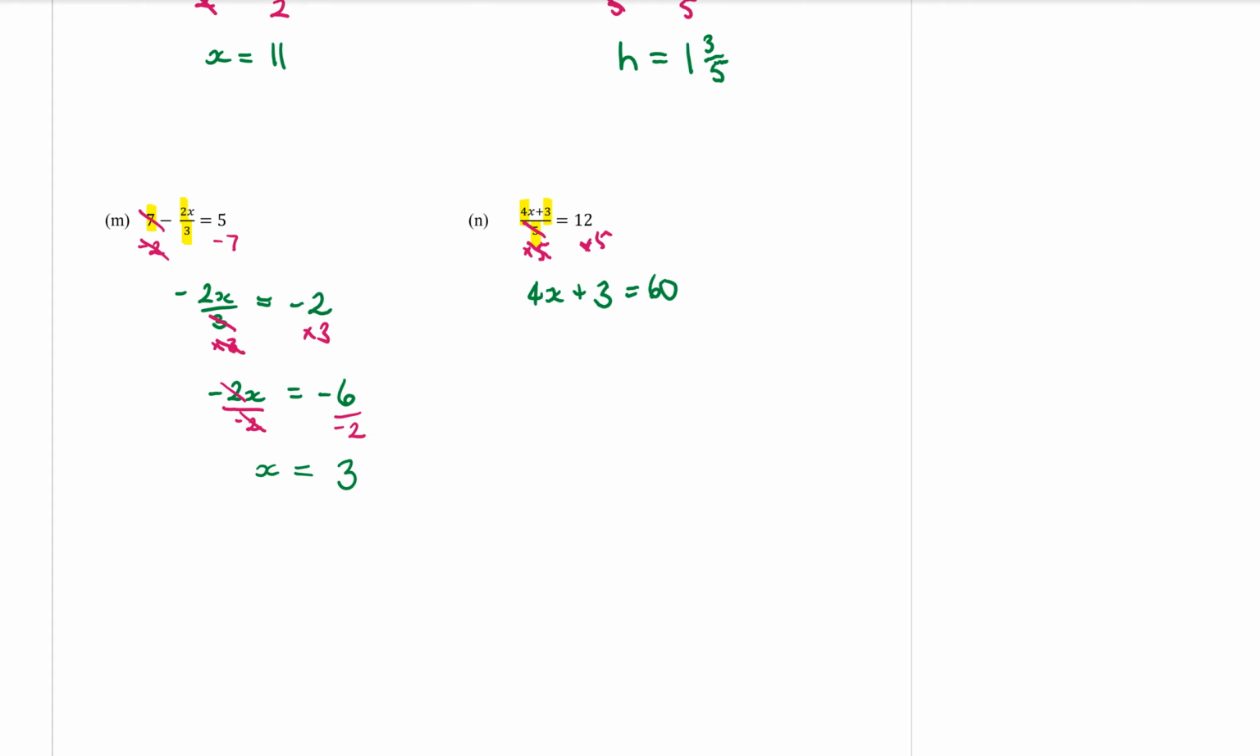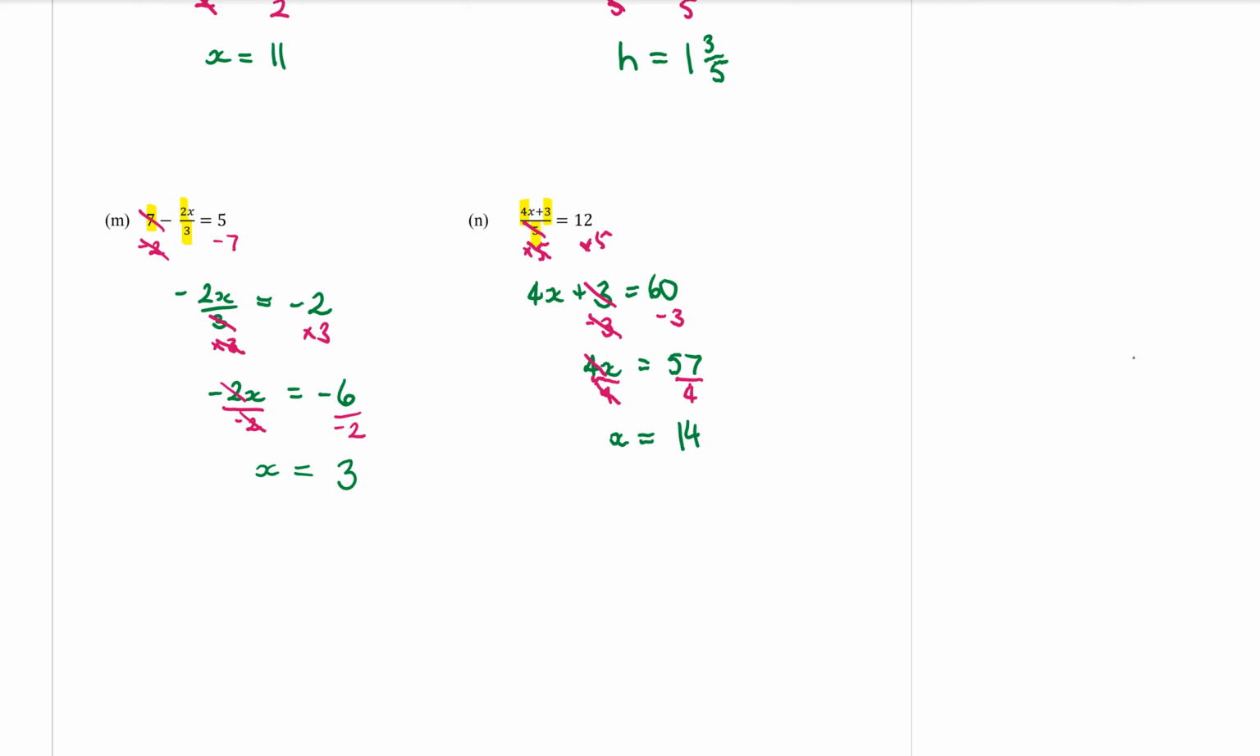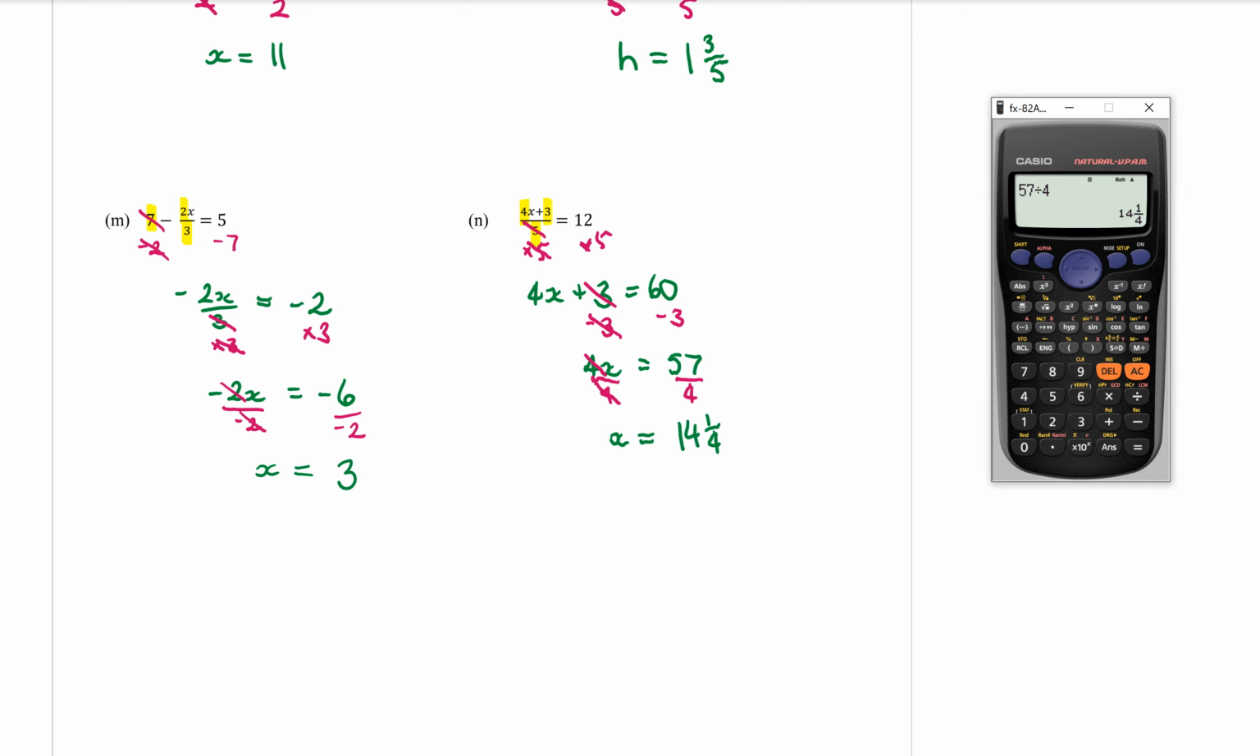The next thing to go is this 3. So it's positive, so I need to subtract 3. So 4x is left, and 60 take away 3 is 57. And last of all, the 4, because it's multiplied, I need to divide by 4. Cancel that away. X is by itself, and 57 divided by 4, press shift and SD, makes 14 1/4. Okay, that's it. Time for you to practice.